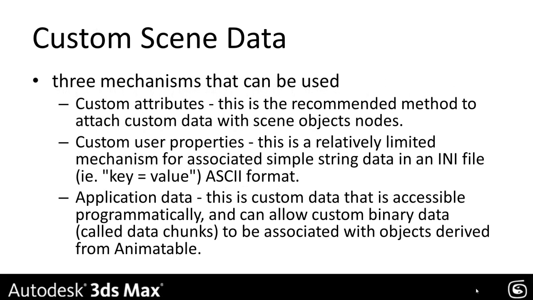And then the last thing I'd like to mention is custom scene data. So there's 3 different ways that you can use to create scene data that's appropriate for your application. The first one is using custom attributes. So this is the recommended method, which is to attach a custom data with the scene object nodes.